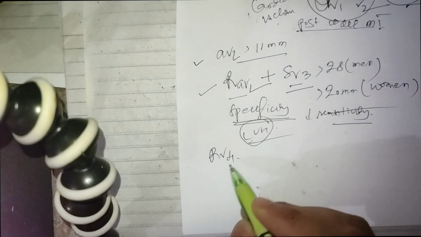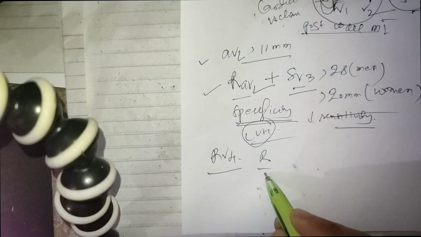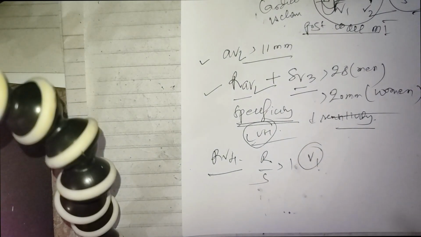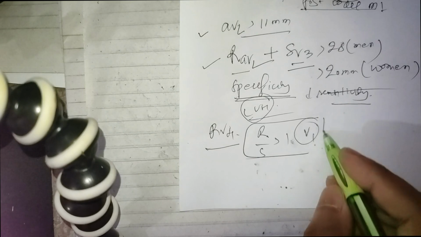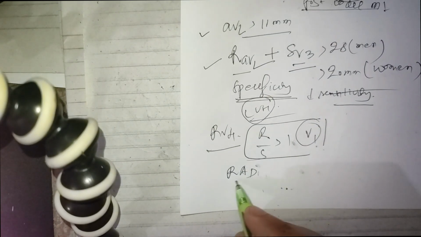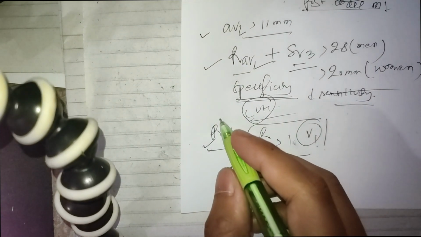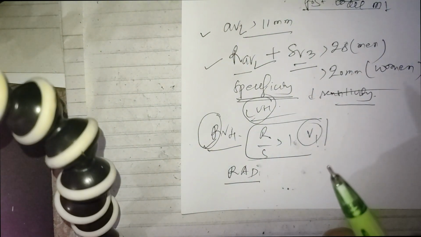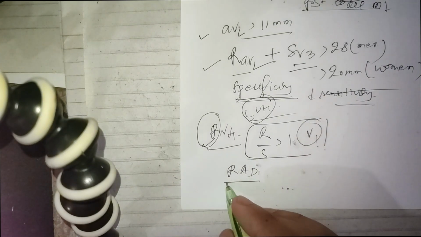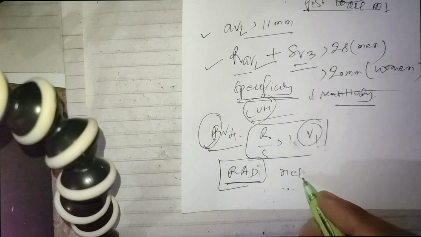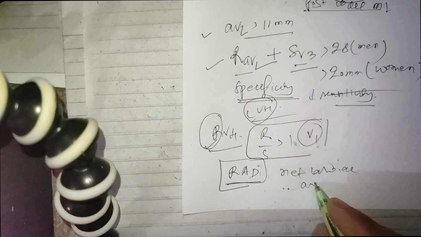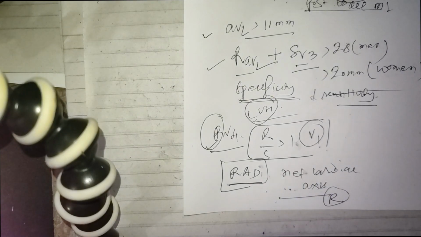Now let's talk about RVH. So I told you, if you see R wave greater than S wave, ratio more than 1 in V1, that suggests right ventricular hypertrophy. And this is not the only thing that you look for. You also look for right axis deviation. If there is right axis deviation, that also favors RVH, because as the muscle mass in the right ventricle increases, the net vector shifts from the left side to the right side. So the net cardiac axis is in the right direction in right ventricular hypertrophy.